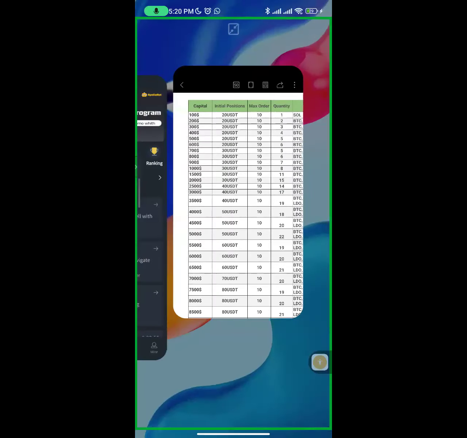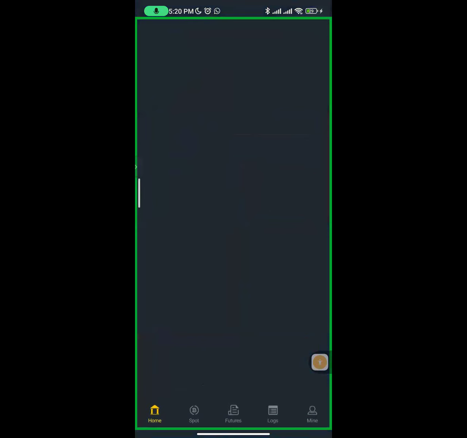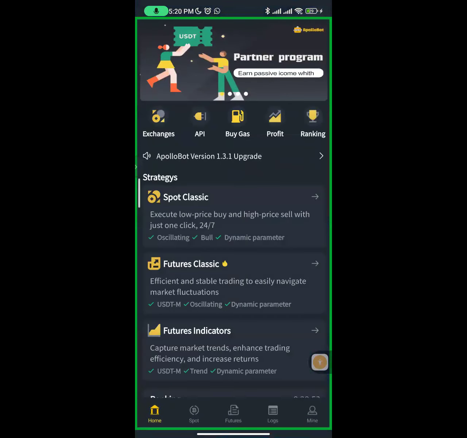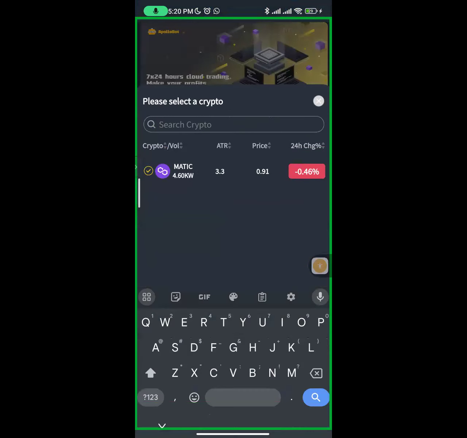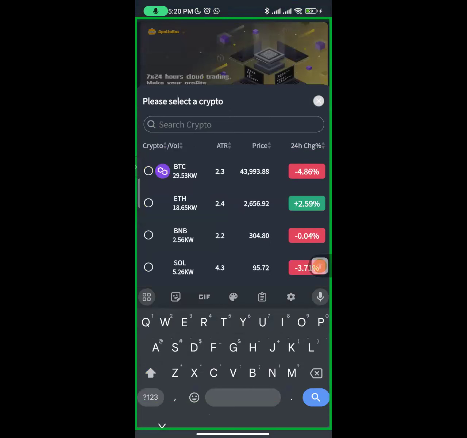Okay, so now we go back to our chart. So go back to the AI and you tap on Sports Classic. Now, Sports Classic, we're on Sport. Tap on Sports Classic. You choose the coin. Say, let's use the same Matic, for example.